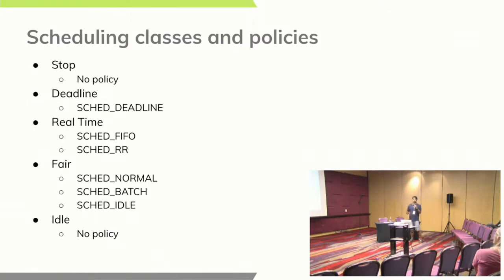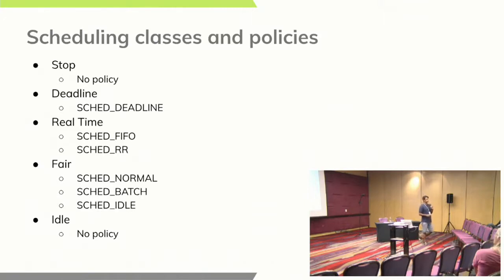The highest priority scheduling class where a user task can go is the deadline scheduling class. It is also added recently, not long back. It has only one policy, sched deadline. The second priority goes to real-time task. It has two policies.